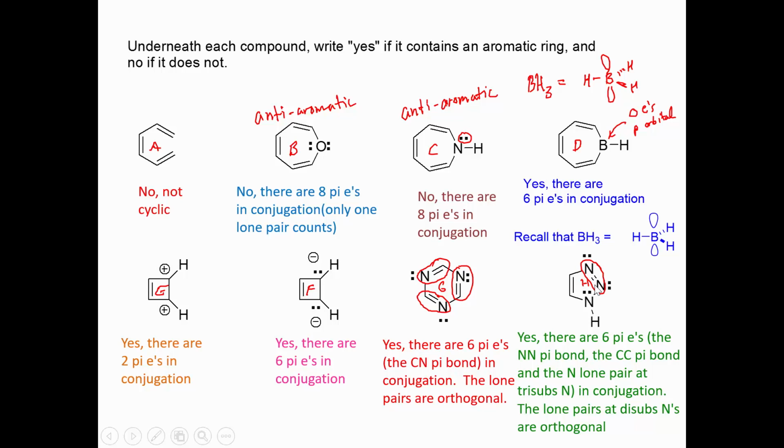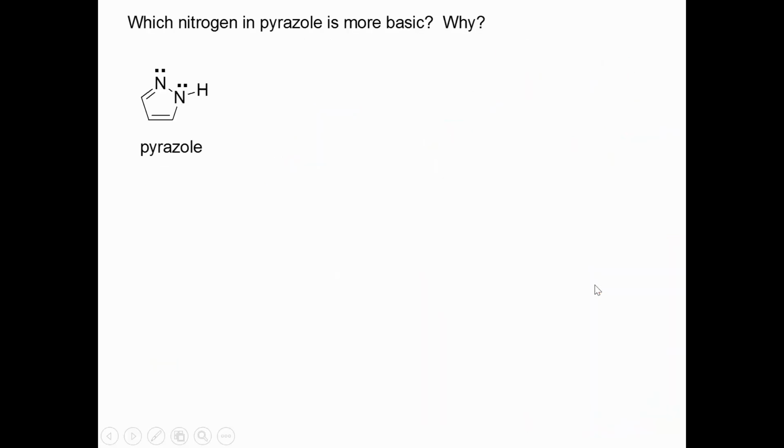Okay? All right, so this is a very common type of problem that you see on exams, predicting whether something will have aromatic stabilization or not based on the number of lone pairs, empty orbitals, and pi bonds that you see in conjugation. All right, here's a very common type of exam question. We're going to look at pyrazole itself and consider which nitrogen of pyrazole is more basic. And what you would want to think about is, why don't we just go ahead and protonate each of those lone pairs?